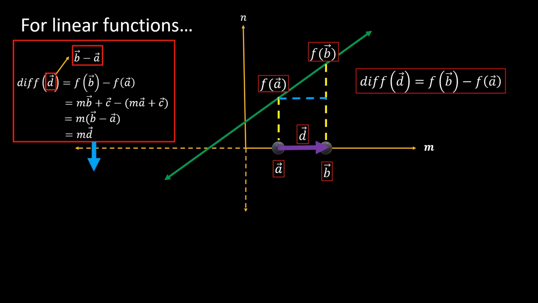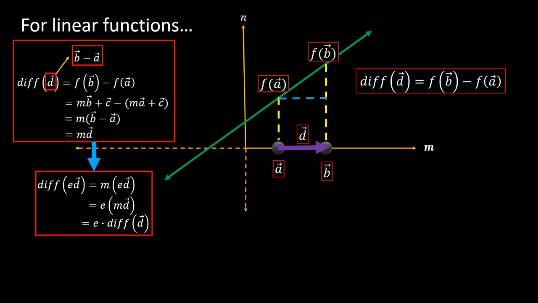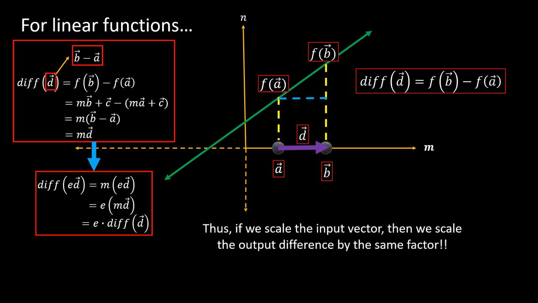Now if you scale the input D, then the diff of eD is equal to m e D, which is equal to e m D, which is equal to e times the diff of D. So that means that if we scale the input vector, then we scale the output difference by the same factor. And this is important to remember in the next slide.